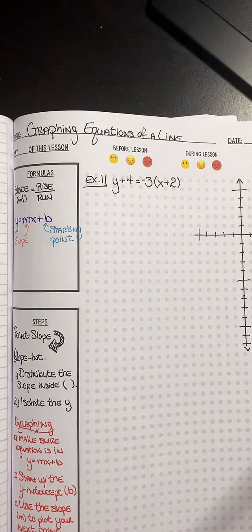So what we're going to be working on tonight is graphing equations of a line. Yes, the one thing that everyone's like, I don't get this. Why? Okay, so instead of you screaming, we're actually going to go through it step by step.